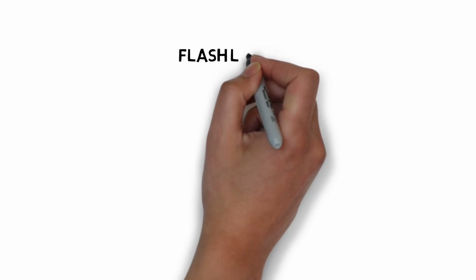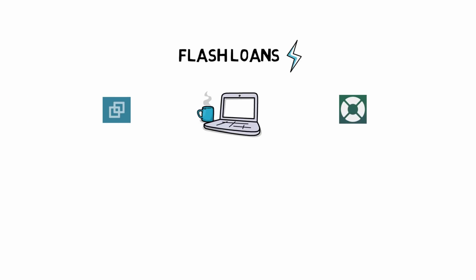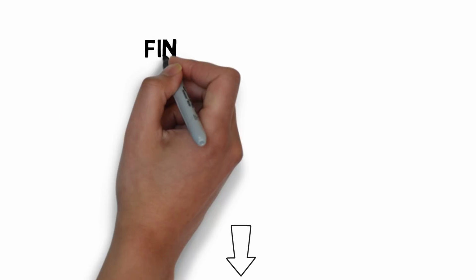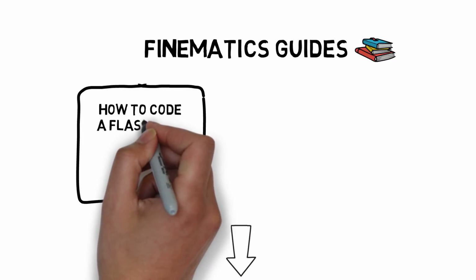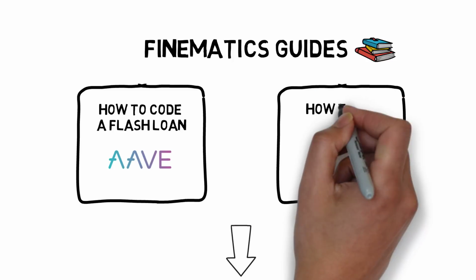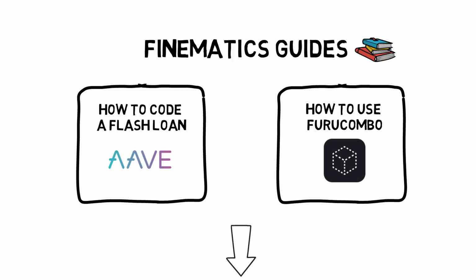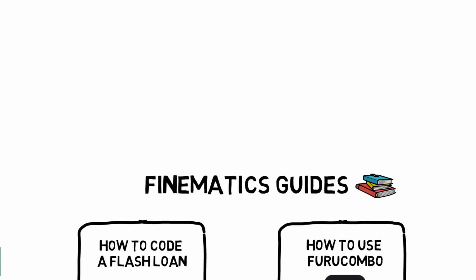Although flash loans are predominantly used by developers, it is also possible to use them without doing any coding. Projects such as Collateral Swap, DeFi Saver, or Furucombo make it possible. In the description box below, I have included links to our guides on how to code a flash loan with Aave and how to use Furucombo. So no matter if you are familiar with coding or not, you can find something that works for you.